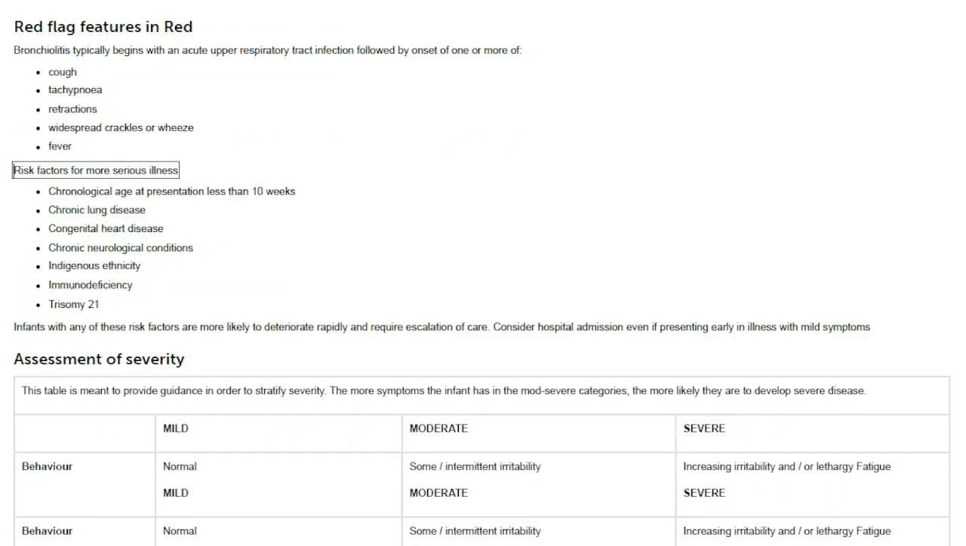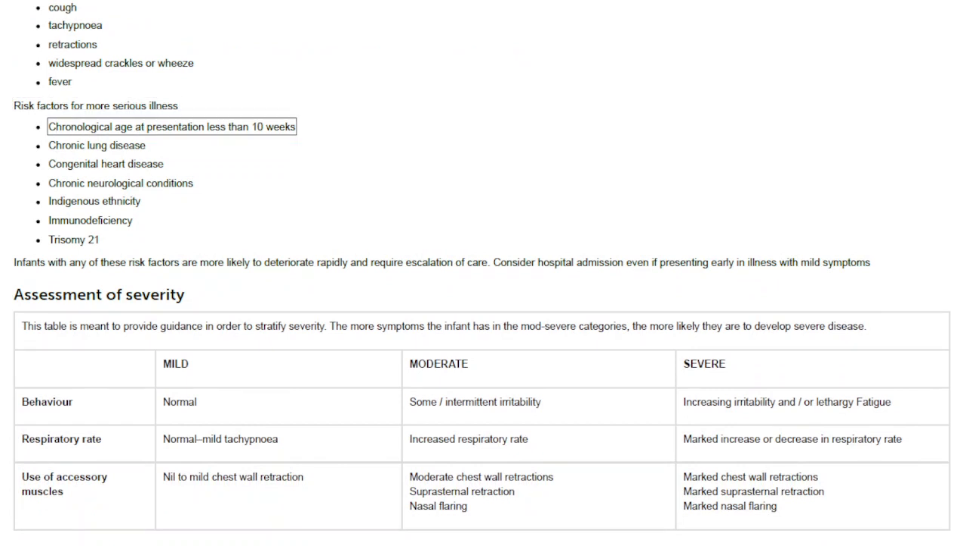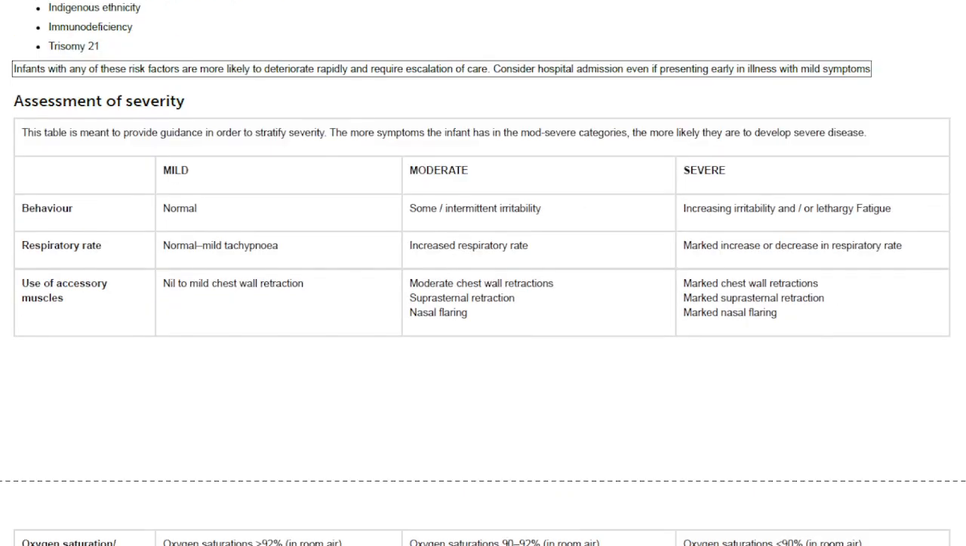Risk factors for more serious illness: chronological age at presentation less than 10 weeks, chronic lung disease, congenital heart disease, chronic neurological conditions, Indigenous ethnicity, immunodeficiency, Trisomy 21. Infants with any of these risk factors are more likely to deteriorate rapidly and require escalation of care. Consider hospital admission even if presenting early in illness with mild symptoms.